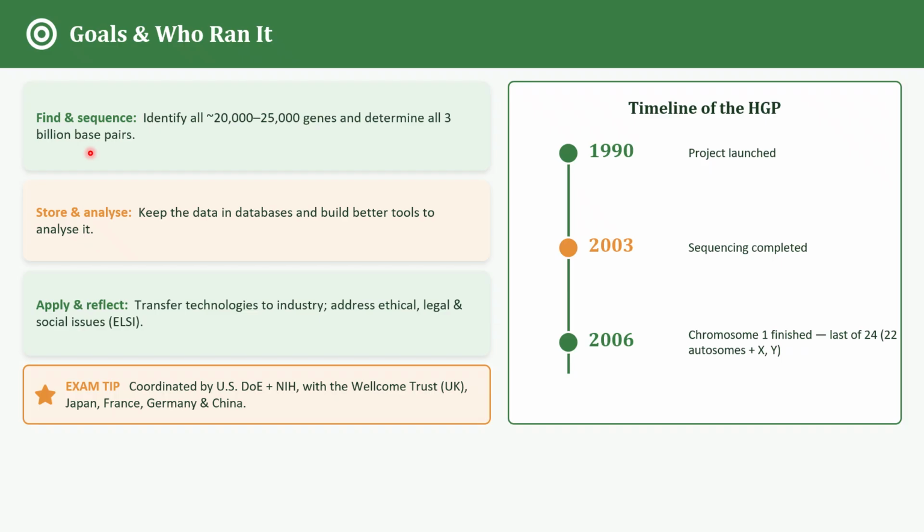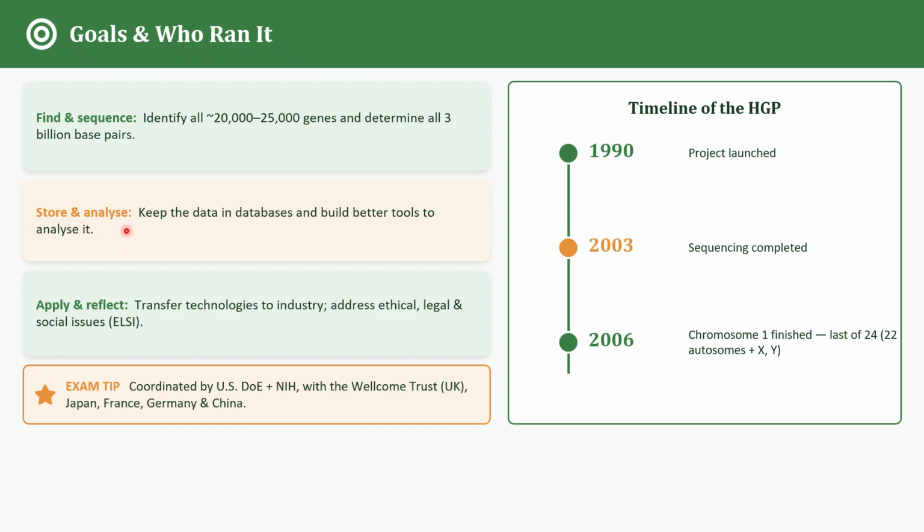Next, after finding it, we have to store the information. The project generated an enormous quantity of DNA sequence data. So the scientists needed specialized databases to store this information.